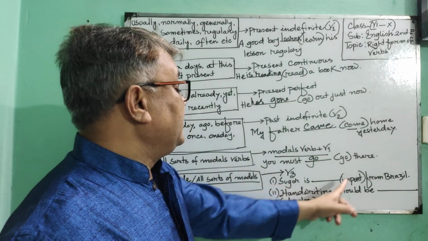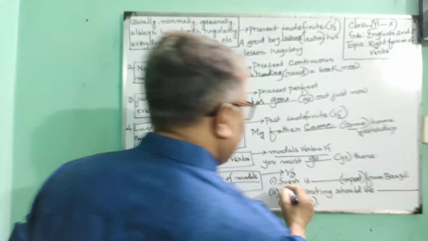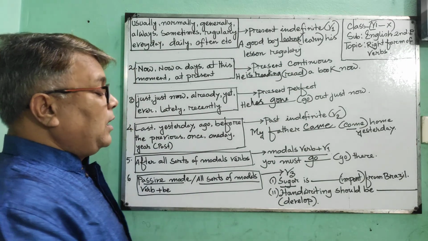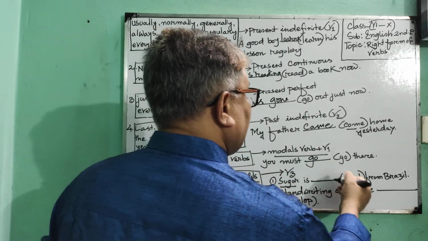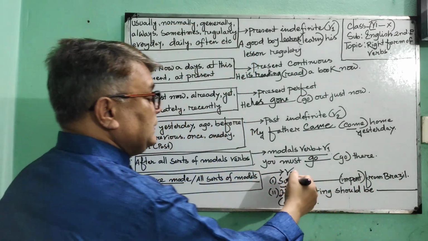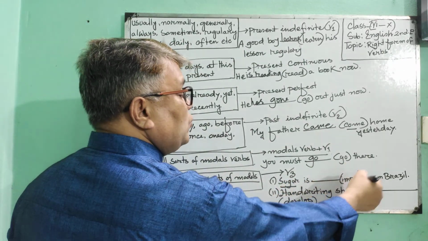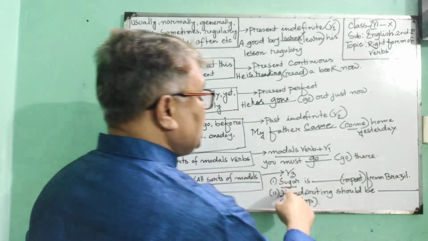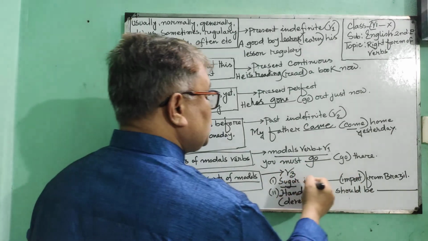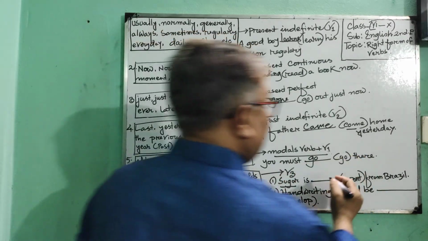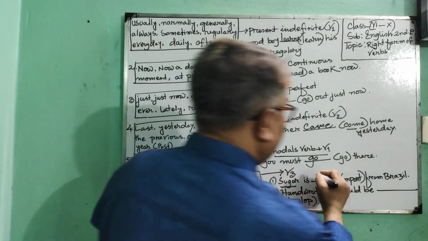Sugar is dash import from Brazil. Sugar, this is the object. An object cannot perform the work, so it is passive mode. So sugar is, so it should be passive mode. Sugar is imported. We have to make it V3. Imported.